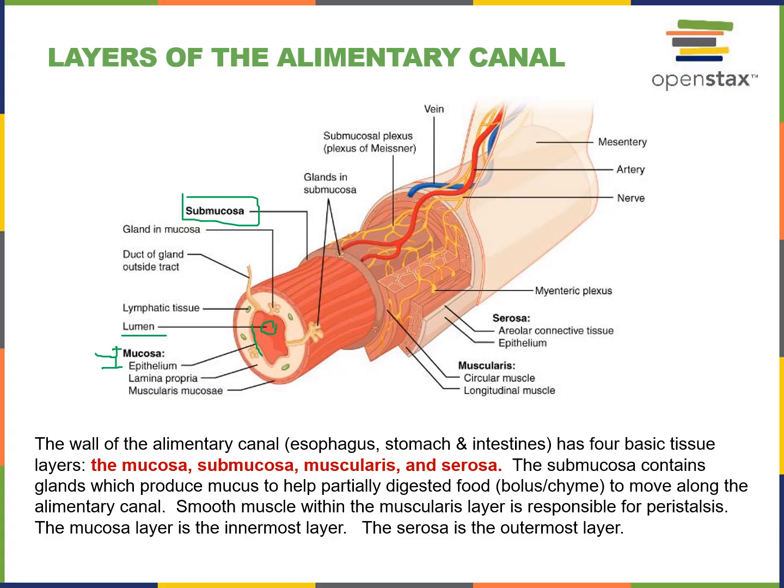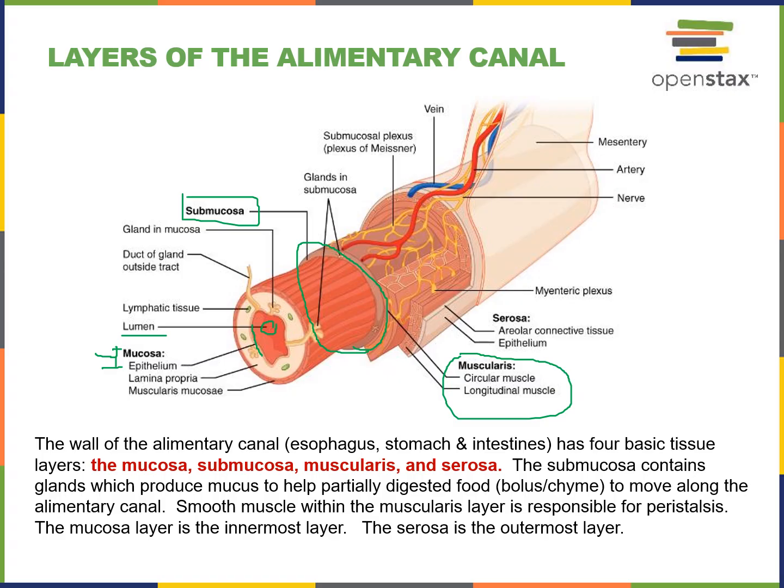One of the most important layers is the third layer, the muscularis layer. Why? Because it has a band of circular muscle. So circular muscle will go all the way around the tube. Now this is not skeletal muscle. This is smooth muscle. And if you remember, smooth muscle is involuntary, meaning we don't control it. And this is the layer that helps to move the bolus along, the propulsion that I was referring to earlier.